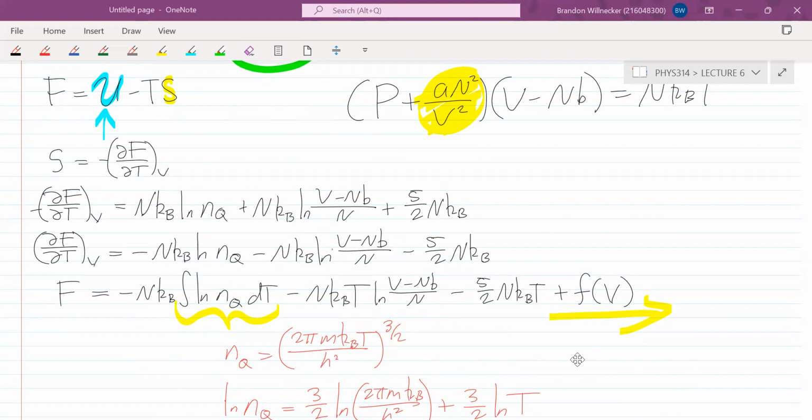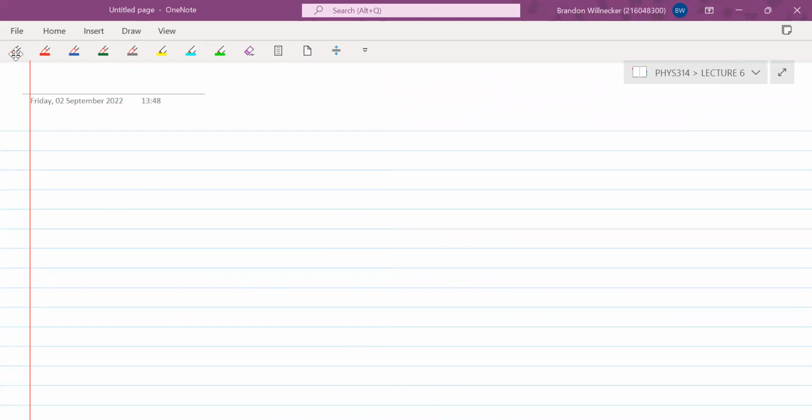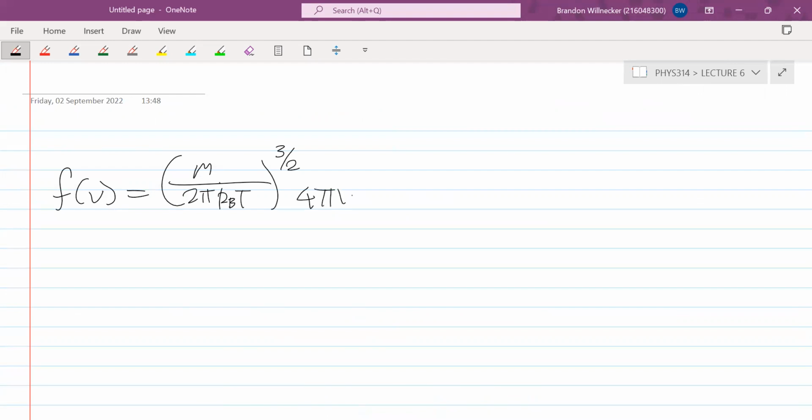Yes, sir. Thanks. Okay. And then the last question was on the Boltzmann distribution, finding the most probable velocity. So let's have a look at that. Okay, so we're given f of v is equal to m over 2 pi kBT to the 3 over 2, 4 pi v squared, and then we have the exponential of minus mv squared over 2 kBT.